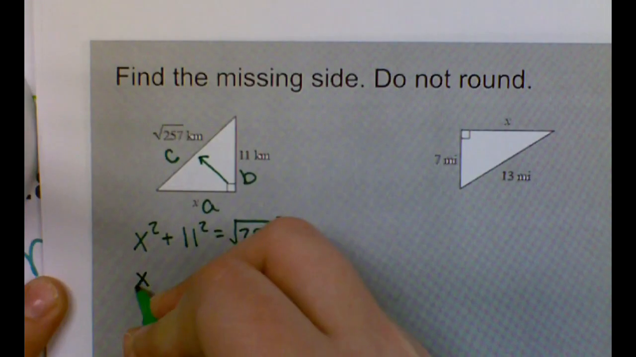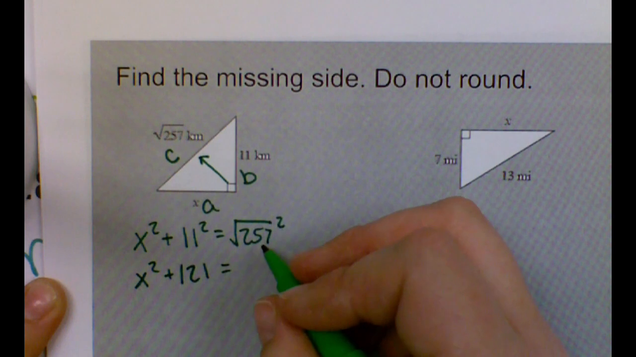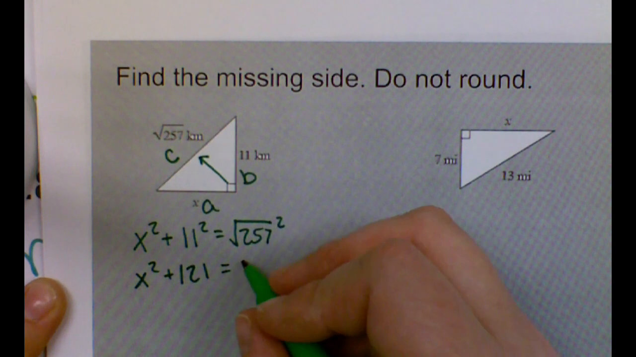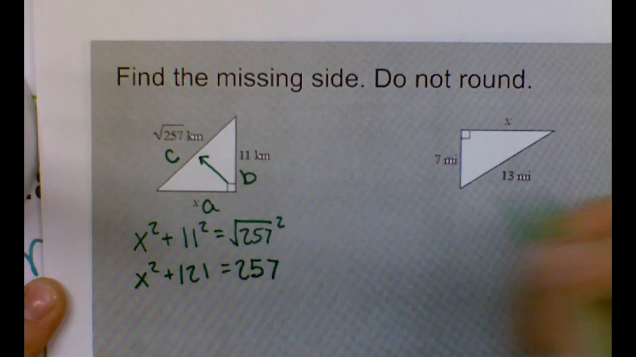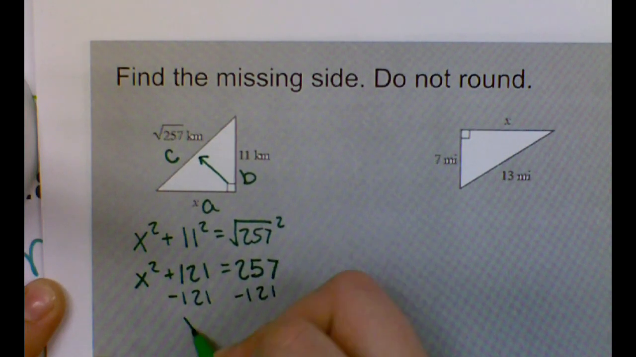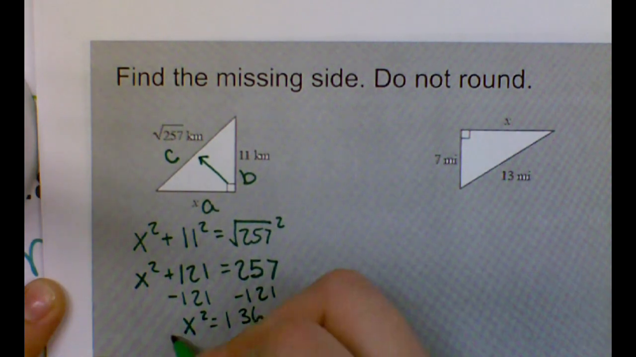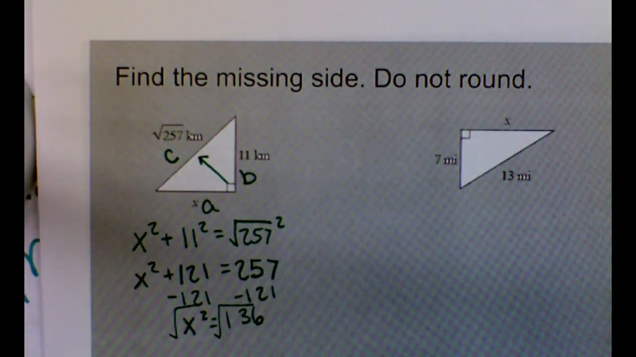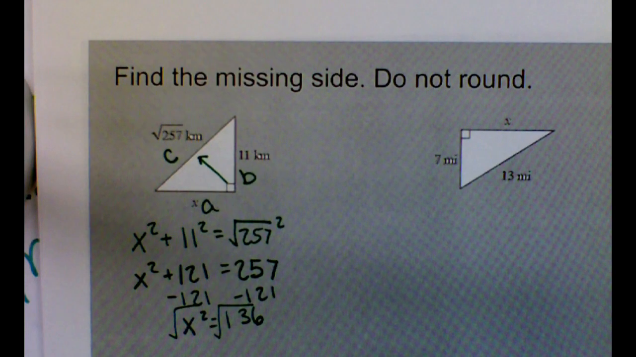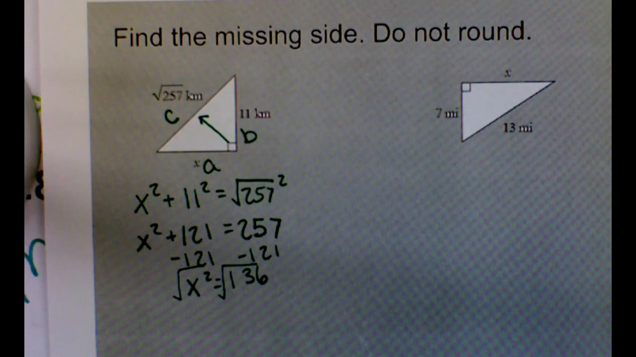Square those two numbers, X squared plus 121 equals, the nice thing about a square root and a square is that they cancel, leaving me just 257. Subtract that 121 over, and I get that X squared equals 136. Square root both sides. Now the square root of 136 is not a whole number, so this is where the do not round part comes in. We're going to simplify that square root.